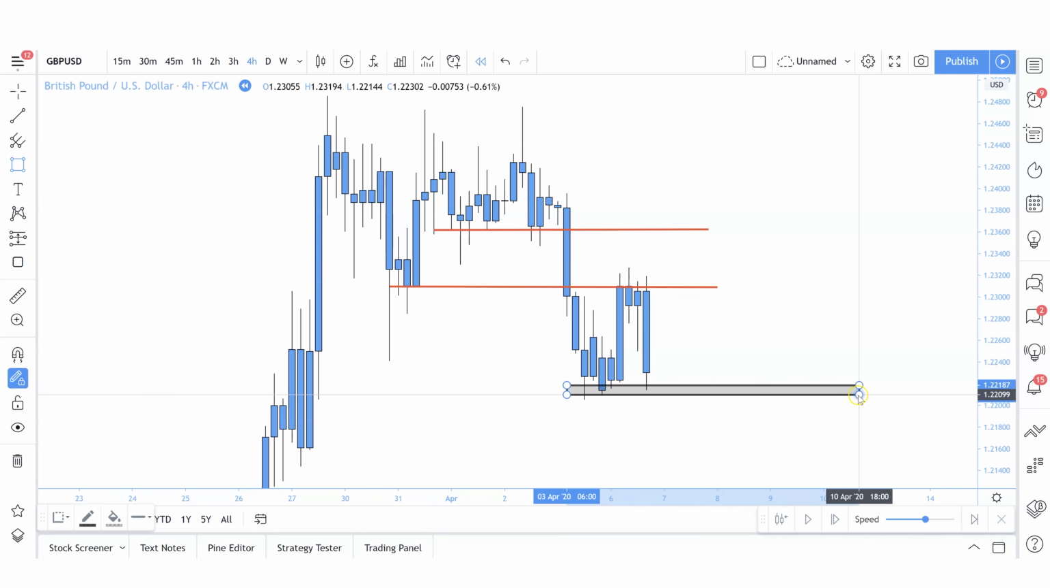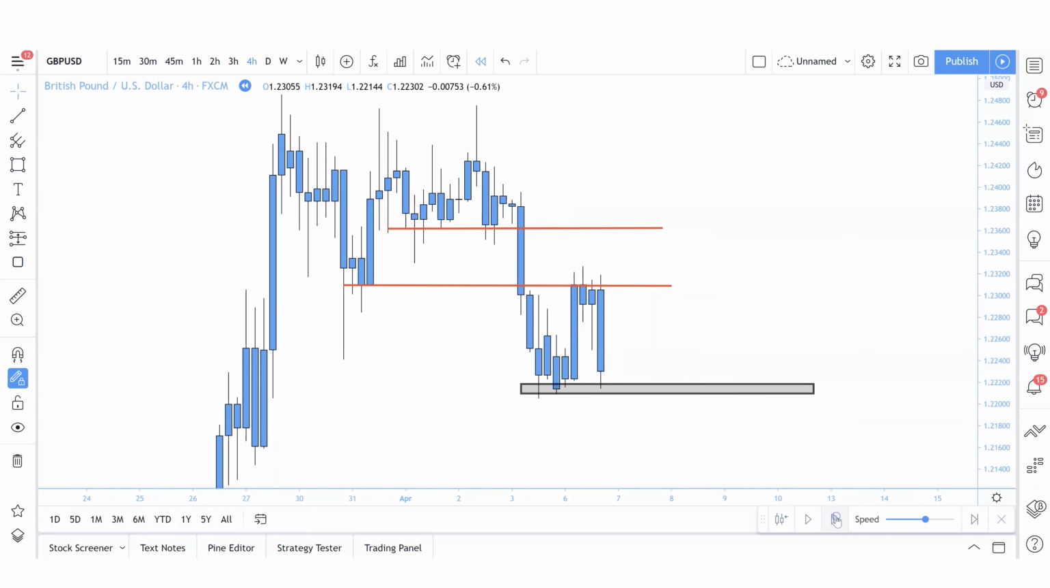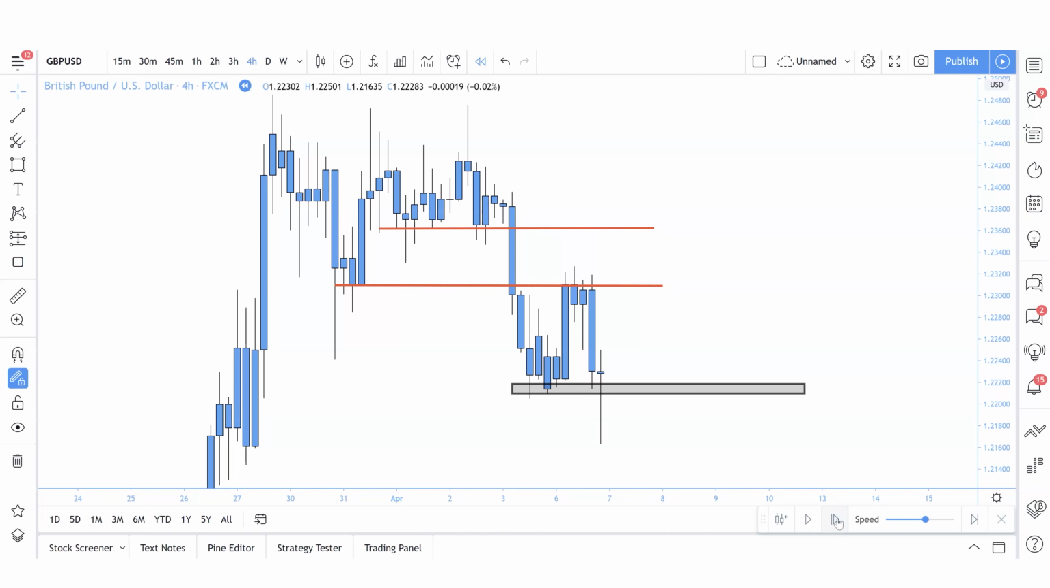You see, price hasn't broken it for a very long period of time. So let's see if we get a break close below the structure. And if we do, look for some potential selling opportunities. Well, that was definitely a fake out. Close back into structure. So there's a no-go here.